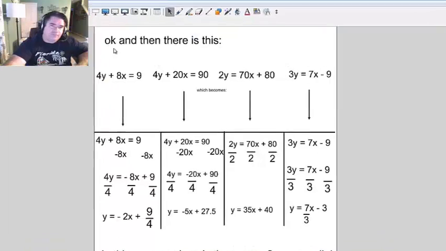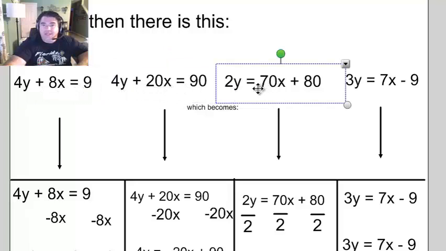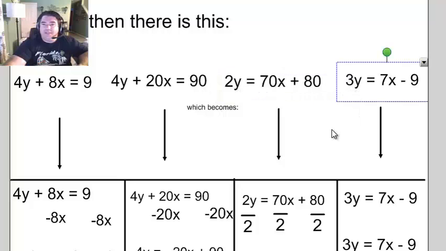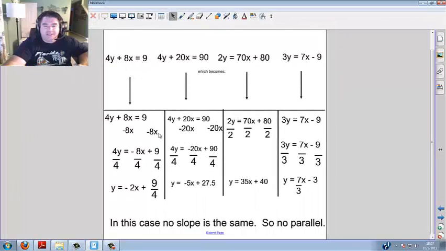And back. Okay, and then there's this. 4y plus 8x equals 9, 4y plus 20x equals 90, 2y equals 70x plus 80, and 3y equals 7x minus 9. They all become, down below here, minus 8x, divide by 4, divide by 4, divide by 4. So y equals negative 2x plus 9/4, or 2 1/4 if you prefer.